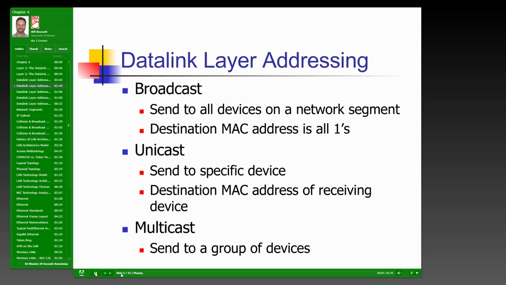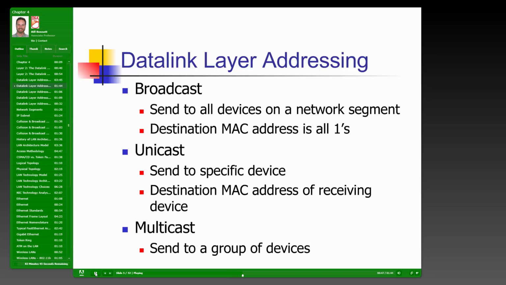There are three different ways that data link layer frames or cells can be addressed, and they are broadcast, unicast, and multicast. In the case of broadcast, the destination address would be 12 Fs. Remember that MAC addresses are hexadecimal, and there's 12 digits in a MAC address. So if they're all Fs, that means that message is being sent to all devices on that particular network segment. And if we translated the 12 hexadecimal Fs into binary values, then the destination MAC address is all ones.